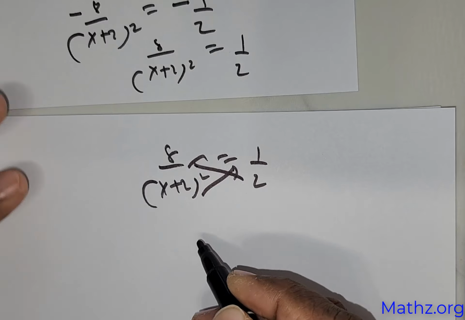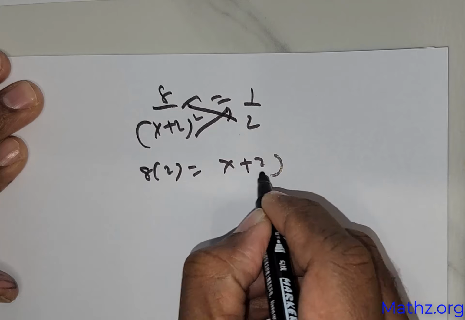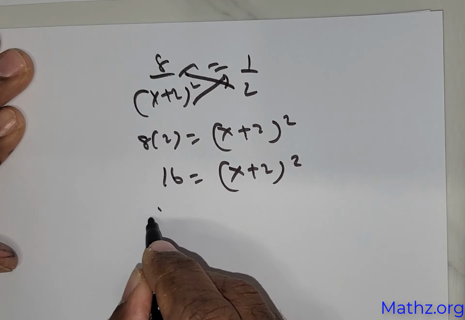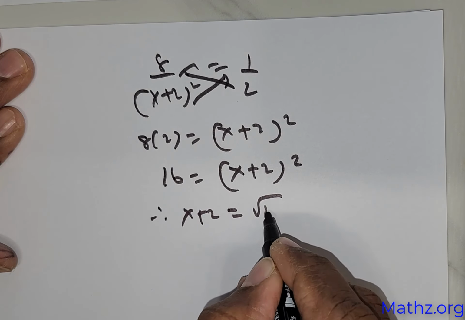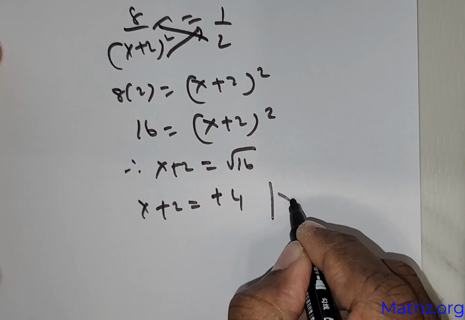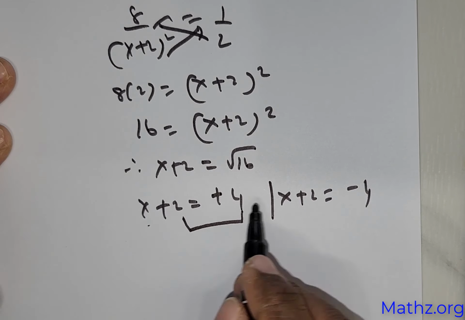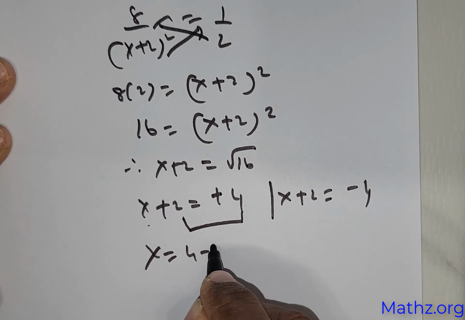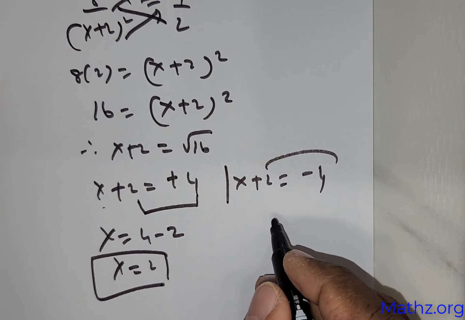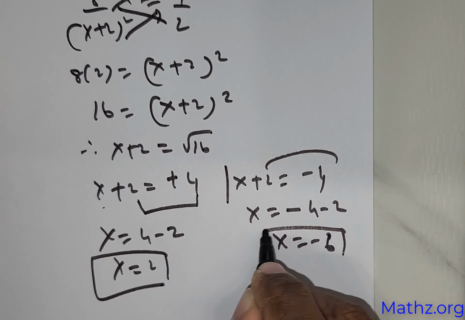You cross multiply, you get what? 8 times 2 is equal to (x + 2) the whole squared. This is 16 is equal to (x + 2) whole squared. So therefore x + 2 is equal to root of 16, which means x + 2 is equal to 4, or x + 2 is equal to negative 4. Now this is moved to the other side. You get x is equal to 4 minus 2, you get x is equal to 2. And this is moved to the other side. You get x is equal to negative 4 minus 2, x is equal to negative 6.